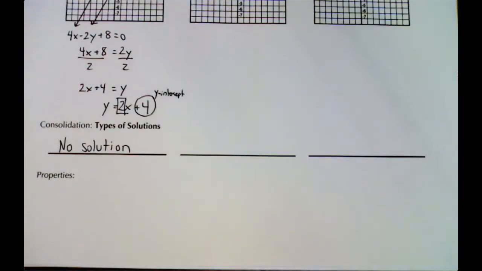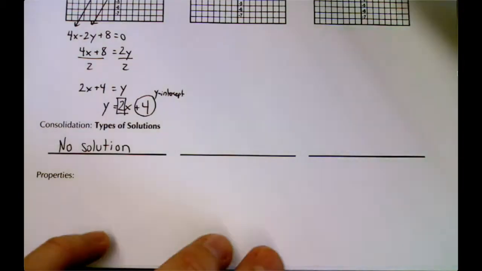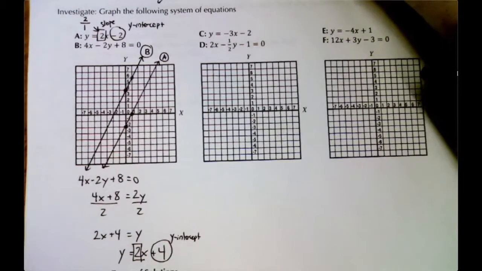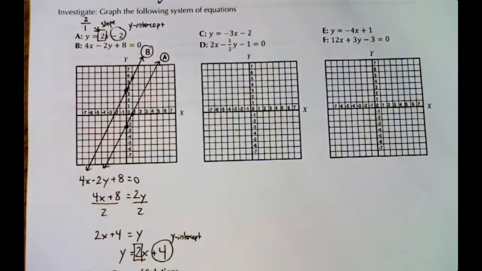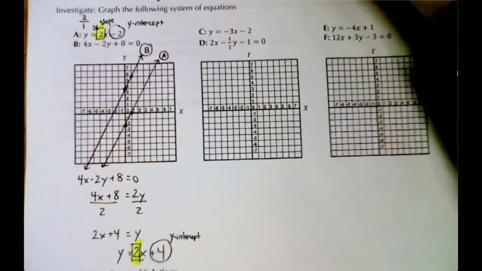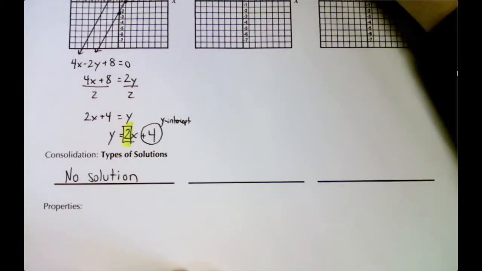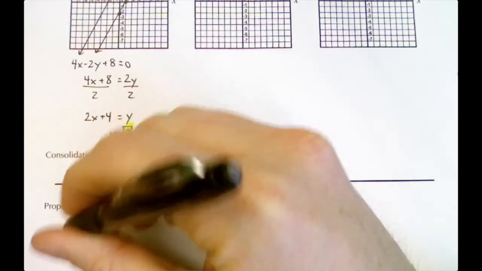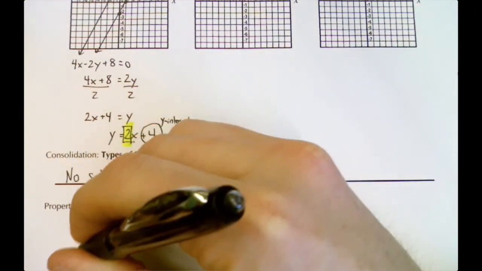So the question is, how do we know that this is going to be no solution without making the graph? Well, the key is to compare the equations. If you look at both equations after we rearrange them, look at what they have in common. Both equations have the exact same slope. Equation A has a slope of 2, and equation B, once we rearrange it, also has a slope of 2. So the property that no solution has in common is that both lines have the same slope.